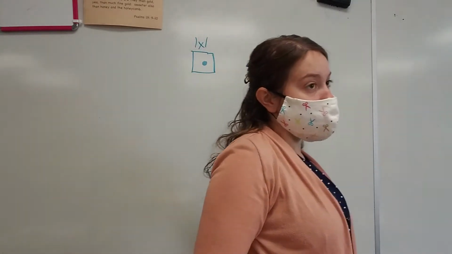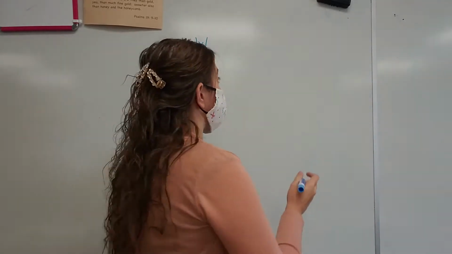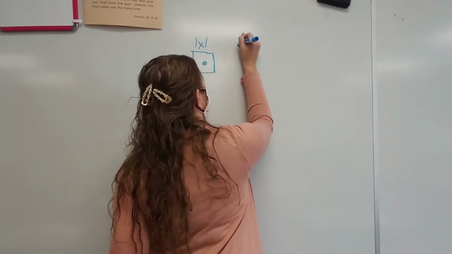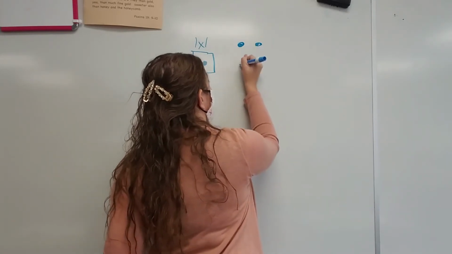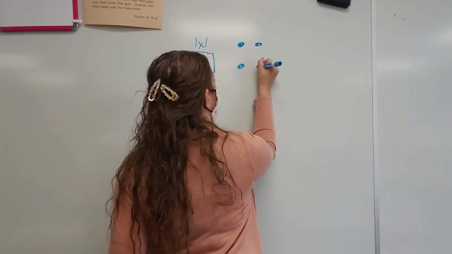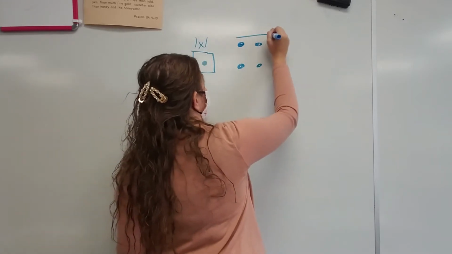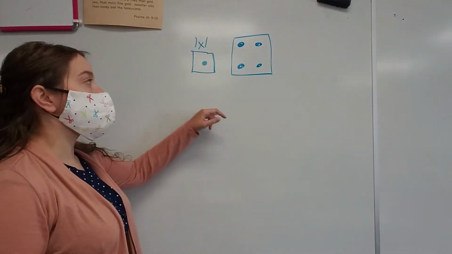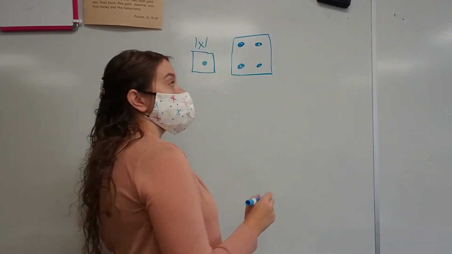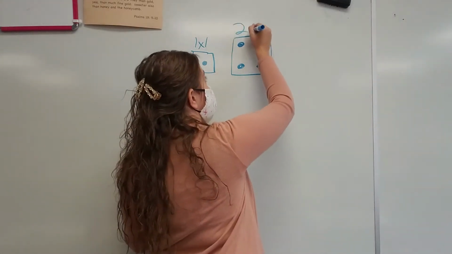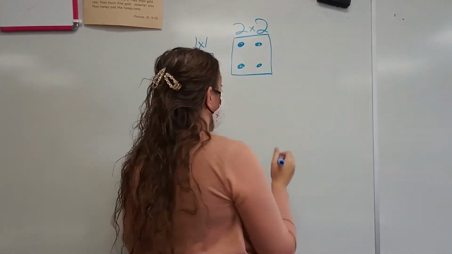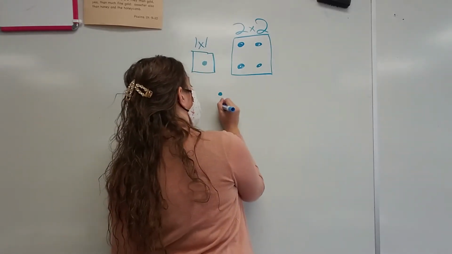Now, what about if I do 4? We've got 1 dot, 2 dots, 3, 4. It kind of looks like a dice, right? Can I draw a square? Yes, because how many rows do I have? 2. How many columns do I have? 2, and that means I have 4.